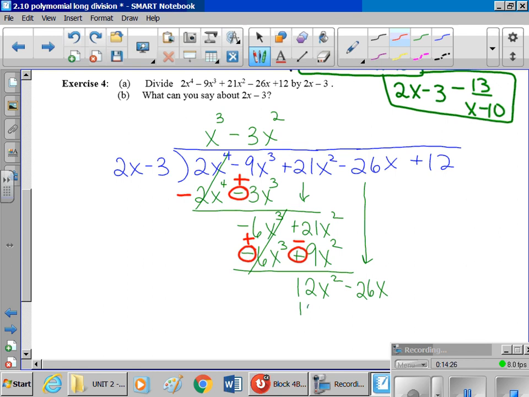I need to get a 12x squared here. So that means I have to multiply by a positive 6x. So that gives me that one, minus 18x. Change my signs, negative, positive. If you're doing it in colors, it's easier to see, of course. These cancel, and I get negative 26 plus 18, which is negative 8x. Bring down the plus 12.